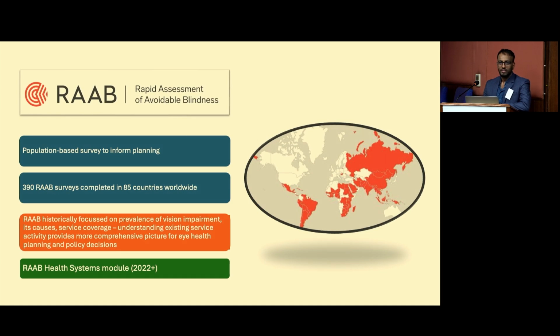Yeah, so I don't think we need to say much about RAAB, but it's a population-based survey to inform planning, and that has been carried out in 85 countries and 390 plus RAAB surveys so far. So historically, RAAB focused on the prevalence of vision impairment, its cause, and service coverage. However, we need to understand the existing service activity to get a comprehensive idea about the eye care situation and the health system circumstances so that we can plan things better. So that's the whole background of developing this module. And the journey started from 2022.